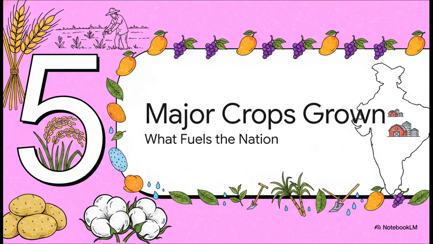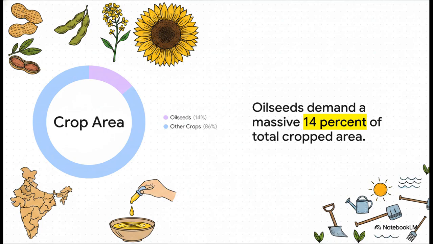Section 5. Major crops grown. What fuels the nation? Okay, we've talked about the when, but let's zoom in on the what. What are the specific agricultural outputs that actually fuel the nation? Notice the massive 14% slice of this pie chart, dedicated entirely to oilseeds. Crops like groundnut, soybean, rapeseed, and sunflower demand a huge portion of India's total cropped area. These are mostly grown in the drylands of regions like the Malwa Plateau and Marathwada.